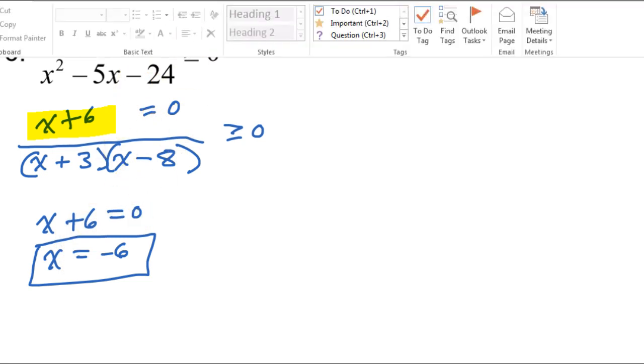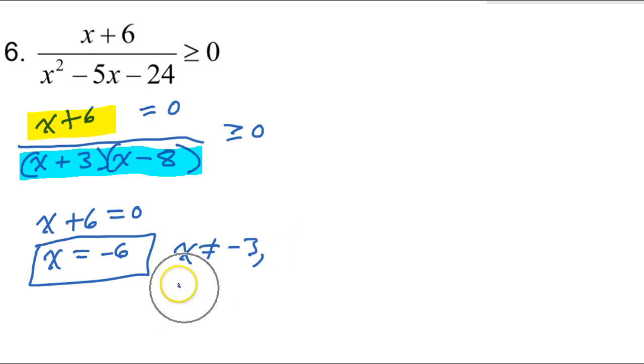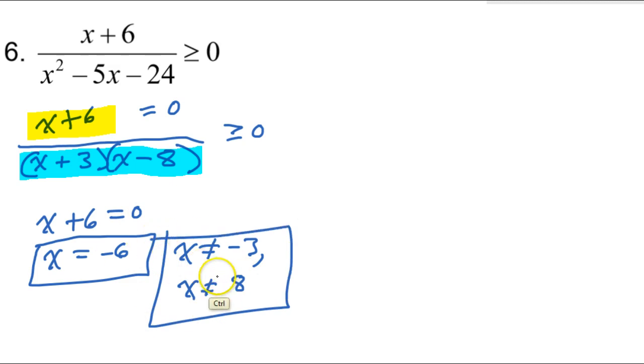Now, I'm also going to get critical values from the denominator because of illegal values. Because of the x plus 3, x cannot equal -3. Because of the x minus 8, x cannot equal +8. So I have these three critical values.